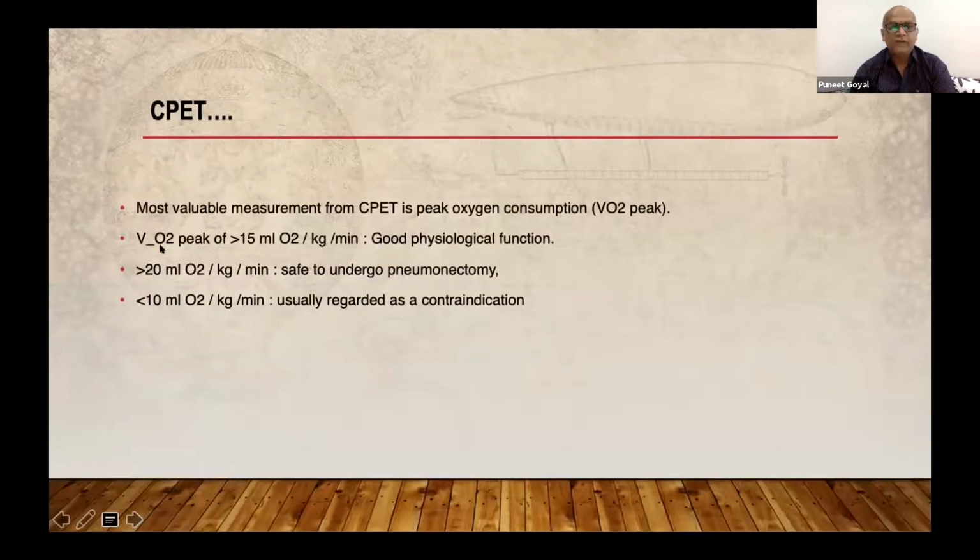So if the VO2 max is more than 15 ml, it is a good physiological function. And if it is more than 20, the patients can be safely subjected to pneumonectomy. But if it is less than 10 ml per kg per minute, it is usually regarded as a contraindication. So one should remember these values as an MD student, because examiners would be interested to know what the post-operative FEV1 is at which you can safely conduct the pneumonectomy surgery, and what the VO2 max values are. So one should remember all these things.